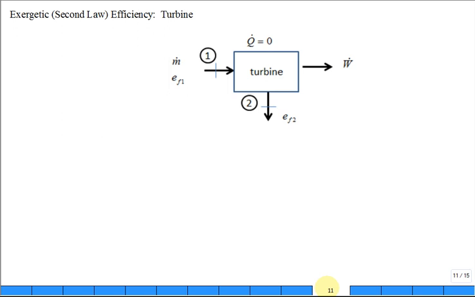Second law efficiency for turbine. So you have a turbine. Q dot is equal to 0. What's that mean for the turbine? It's well insulated, right? Well insulated turbine, no heat transfer. You have W dot coming out of that turbine. You have some inlet flow and outlet flow. Inlet 1 at mass flow rate and the flow exergy at 1. You could also put in H1, S1, V1, whatever property you wanted. Conceptually it's available, but for the second law efficiency or the exergetic efficiency of that turbine, we're really interested in E sub F, the flow exergy coming in, as well as the flow exergy going out.